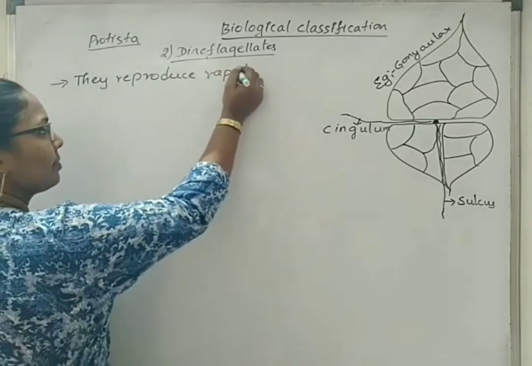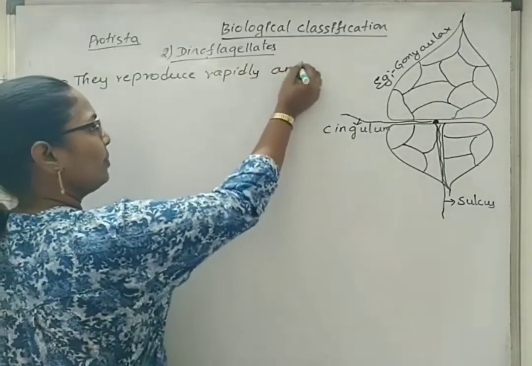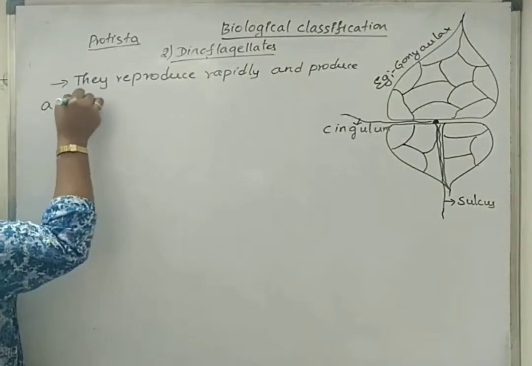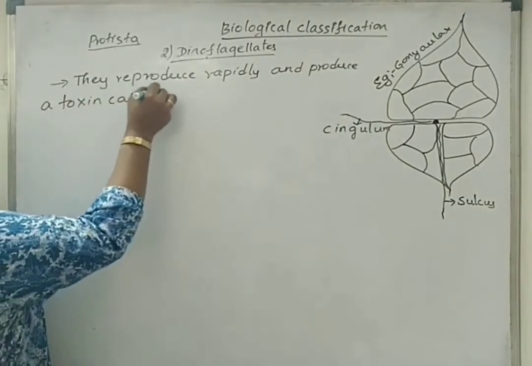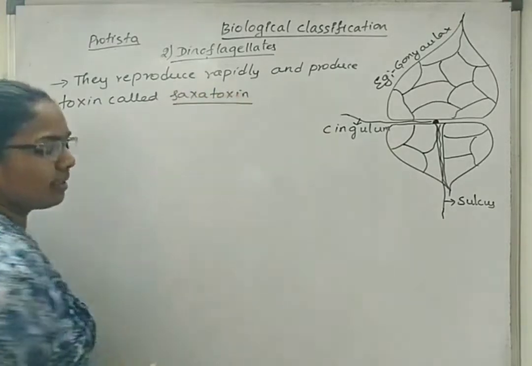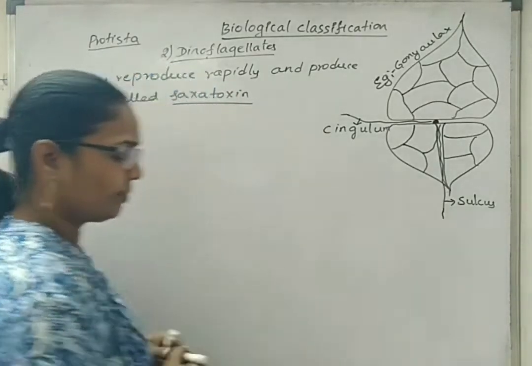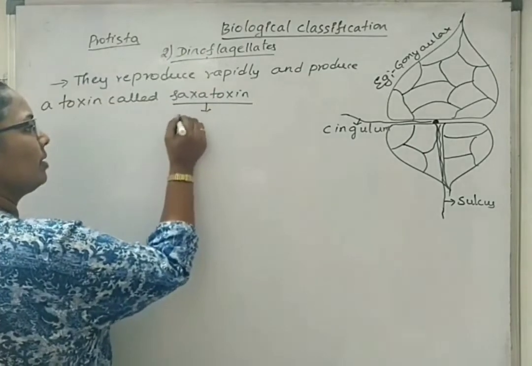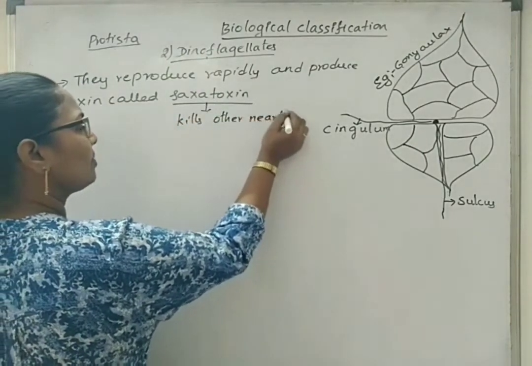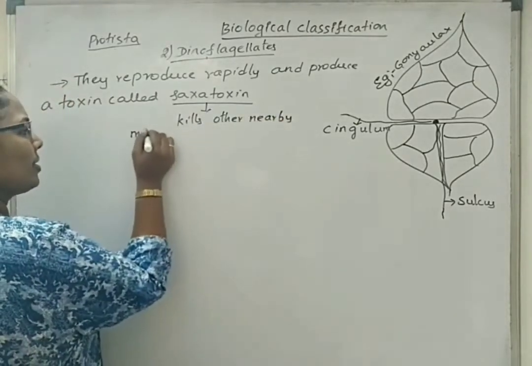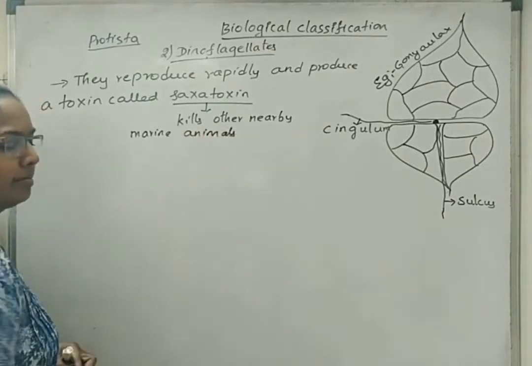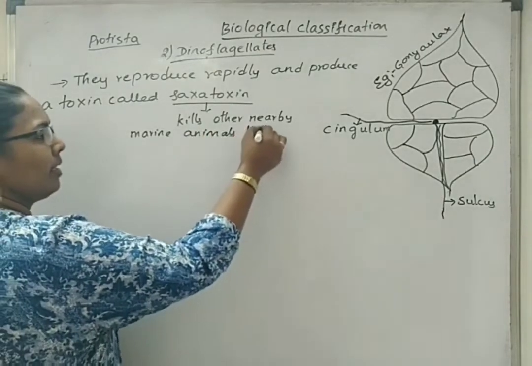They reproduce rapidly and produce a toxin called saxitoxin that kills the neighboring organisms. It kills other nearby marine organisms, like fishes, as we can see.